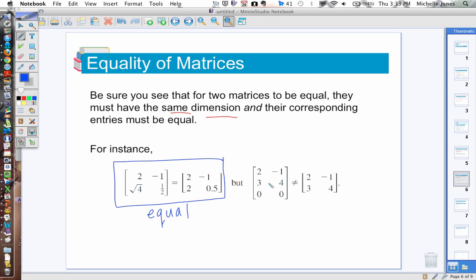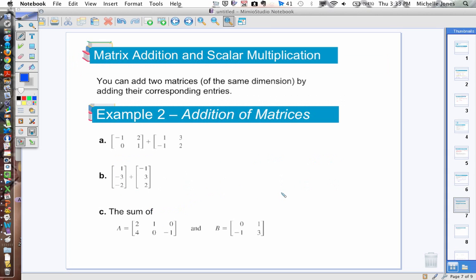But if you look at the next two examples, here you have a 3 by 2 and a 2 by 2. Those dimensions aren't equal, so therefore those matrices aren't equal. Even though the last row is 0, 0, they're still not equal because these are placeholders. They're actual values. You can't dismiss zeros in matrices.